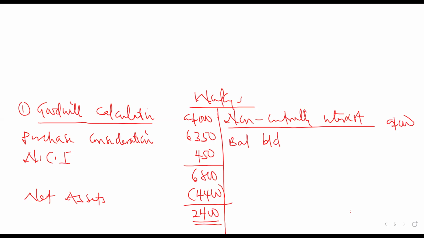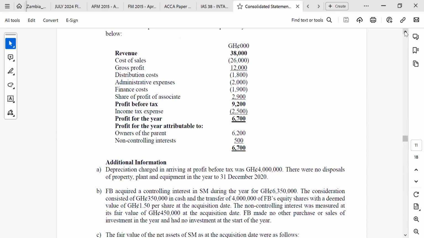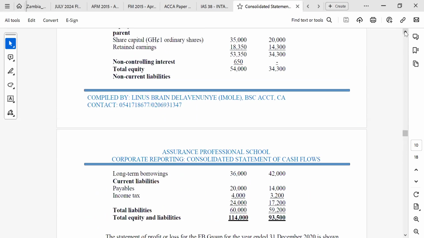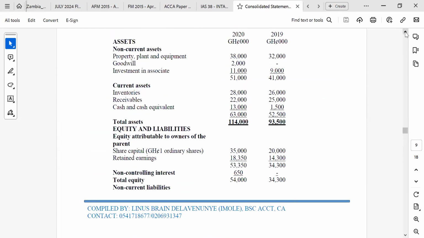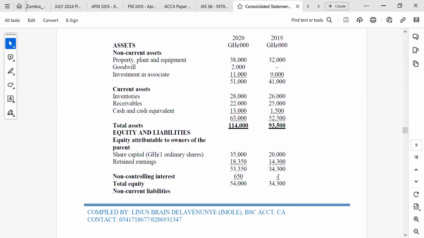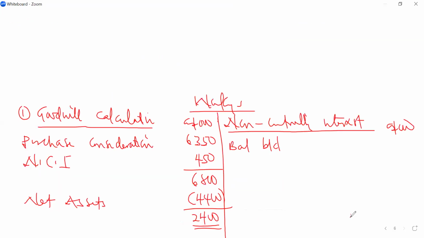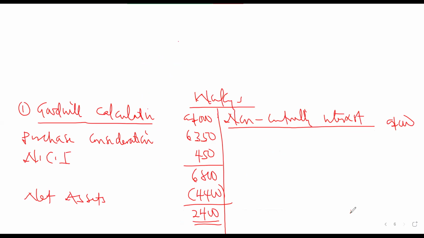The opening balance for the NCI will be taken from our 2019 statement of financial position, because this subsidiary was not there in 2019. What was our NCI figure? We don't have any NCI, isn't it? In 2019 there was no non-controlling interest. Is that the case? Yes, there's none. So if there should be a figure, you bring it and add the new one to it. So there's no NCI figure there. So we just look at fair value at acquisition for the XM. That will be 450.